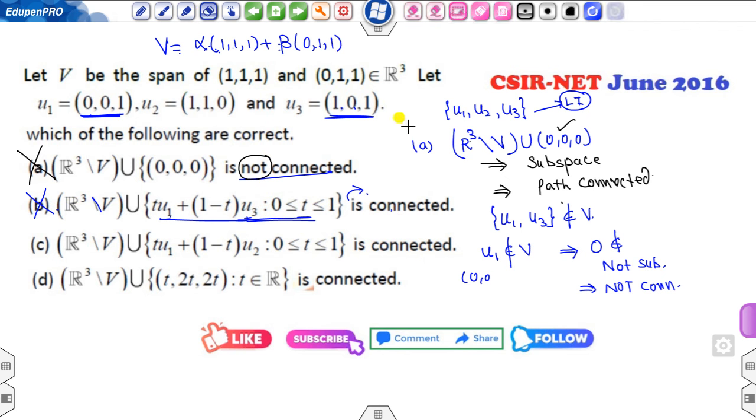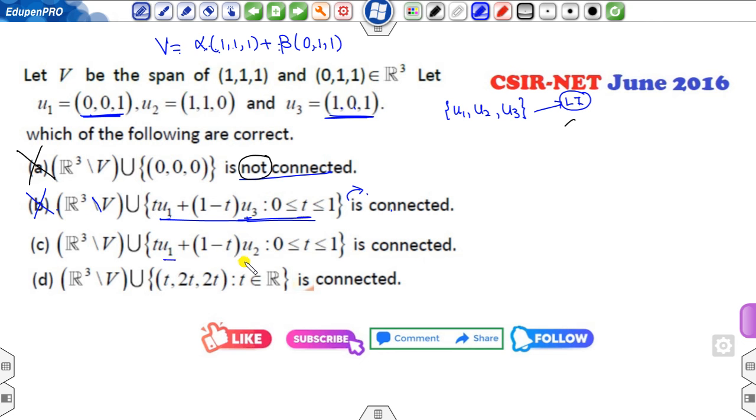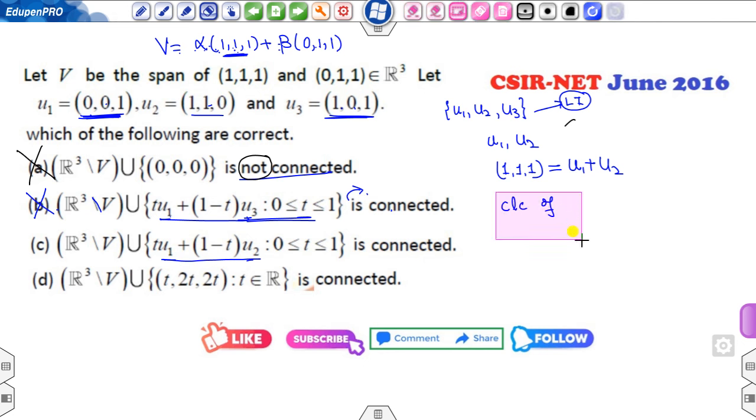Let me clear this one. The third case is U1 and U2. Can you make 0, 0, 1, 1, 0? Or you can clearly say this number 1, 1, 1. You can write this as an element of U1 plus U2. Fine. Yes, 1 1 1 is a part of U1 plus U2. That means it is a linear combination, not a convex linear combination, of U1 and U2.